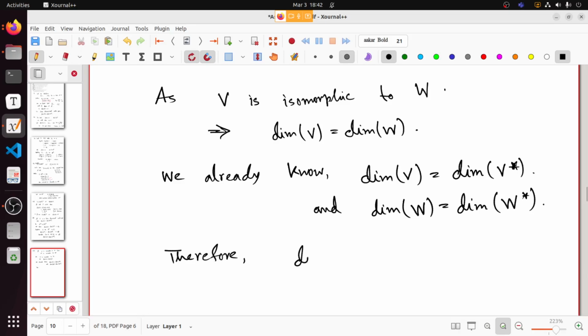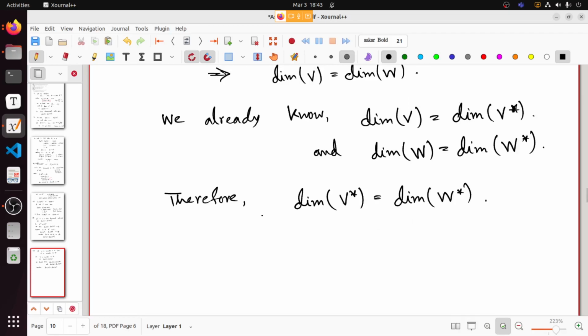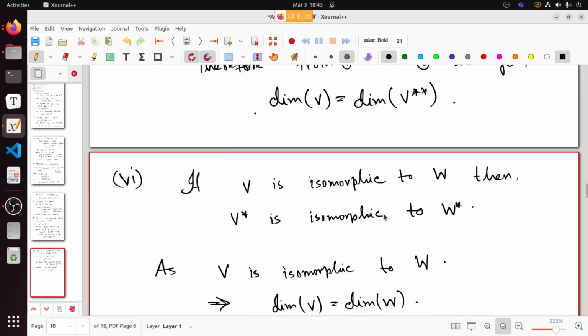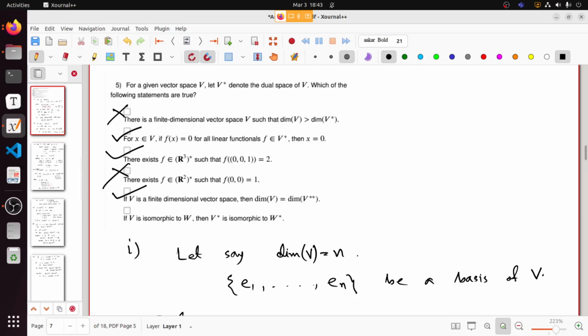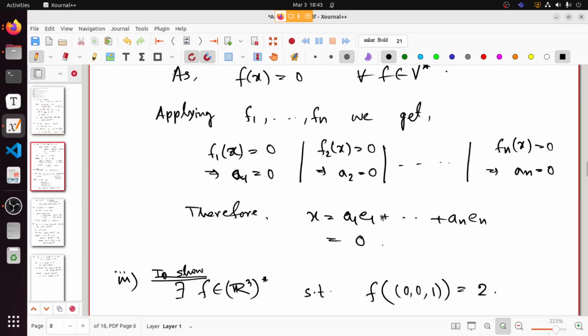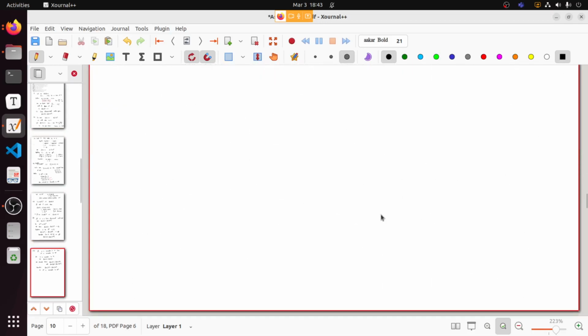Therefore dimension of B star equals dimension of W star, and B and W are both finite dimensional, so if dimensions are equal, B star and W star are isomorphic, which implies B star is isomorphic to W star, right? So option number 6 is also correct. So that question is done. Let's move forward to the next question.